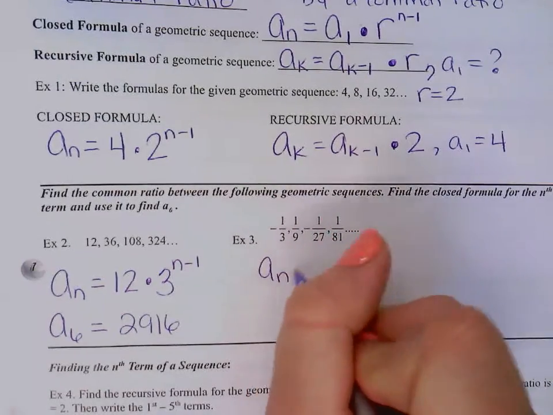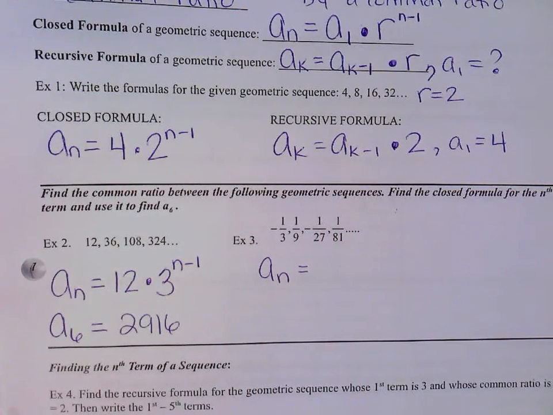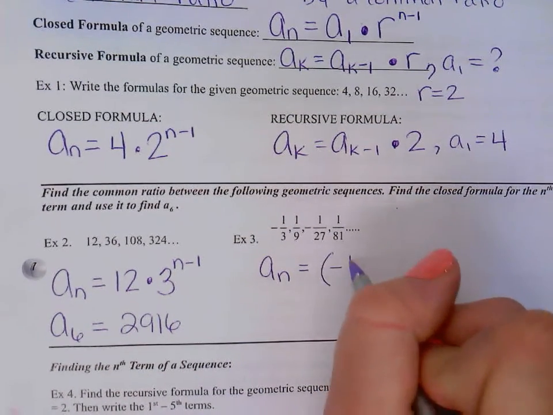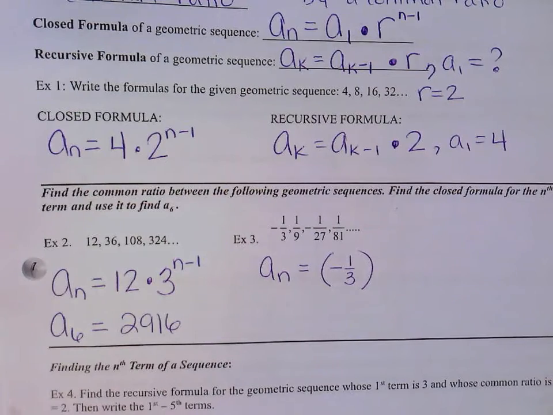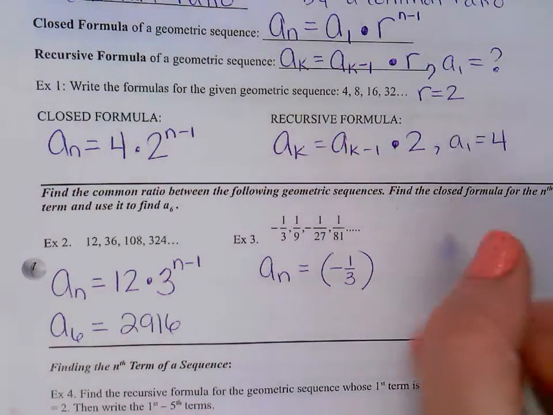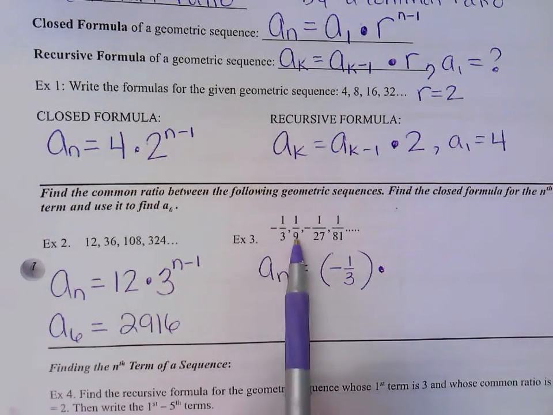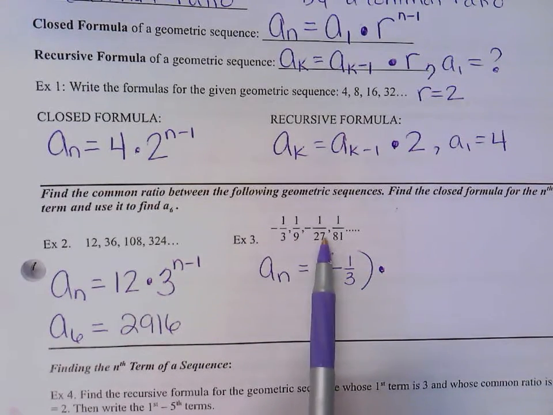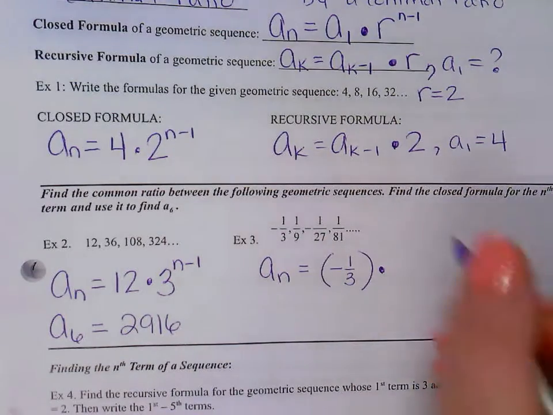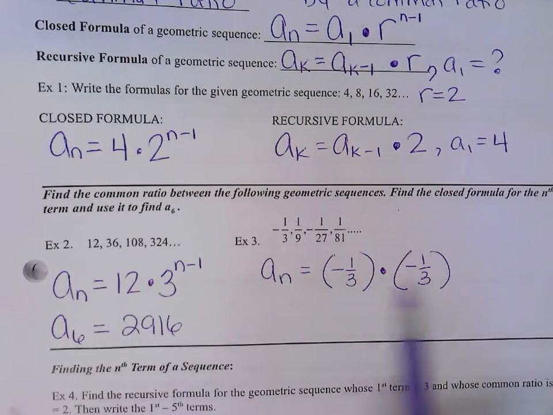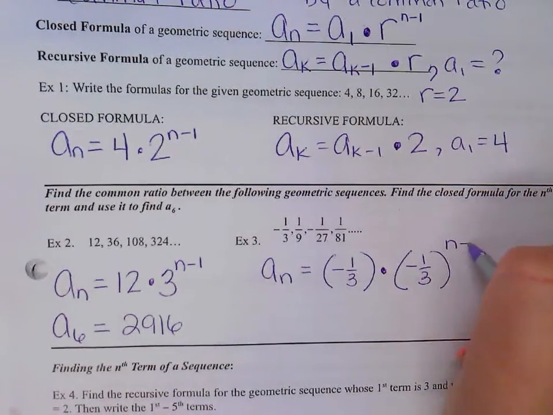Let's see. Our starting value is negative 1/3, and you're going to want to put the negative 1/3 in parentheses so that when you multiply times your ratio, it's going to alternate between negatives and positives, right? What's my ratio? What do I multiply to get positive 1/9 and then negative 1/27? Yeah, so the ratio and the starting term are actually the same, right? And then you could do the n minus 1 power.